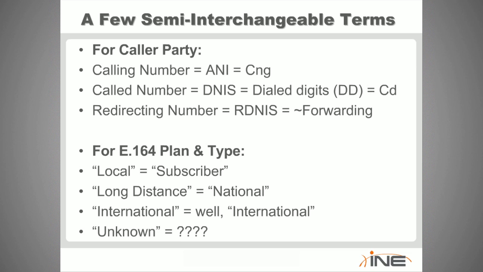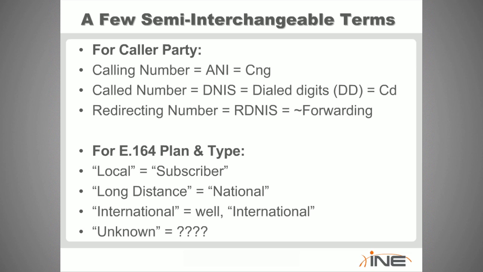The DNIS can change from hop to hop as we're doing forwarding or redirecting. And with redirecting, there can be many of those redirecting numbers. Also, RDNIS or redirecting could be loosely associated with forwarding. It doesn't necessarily have to be forwarded. A call could have been forwarded or transferred. It still somewhat results in a redirecting or RDNIS number.